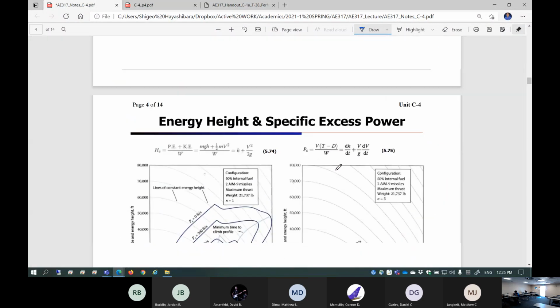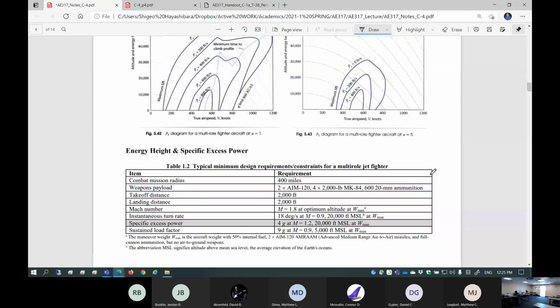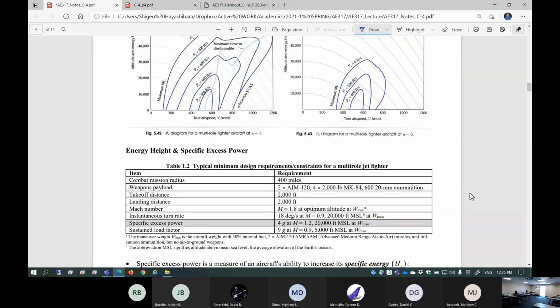So this is energy height and specific excess power. First of all, this is Table 1.2, typical minimum design requirements, constraints for a multi-role jet fighter. Again, constraint analysis is usually the very first step when you do a design process. In other words, this is a requirement. Requirements are constraints.